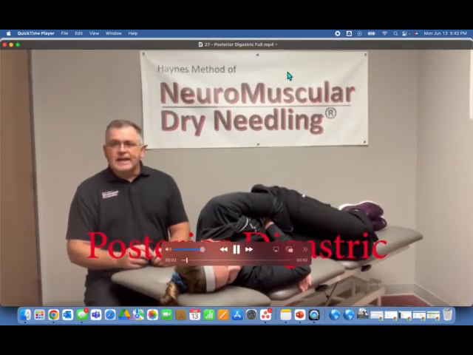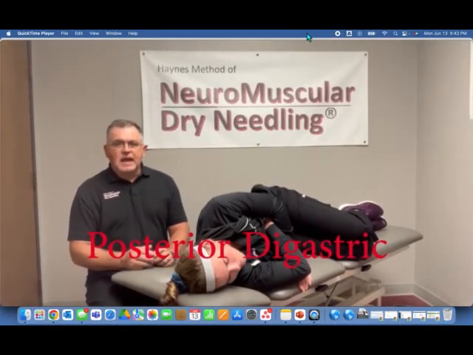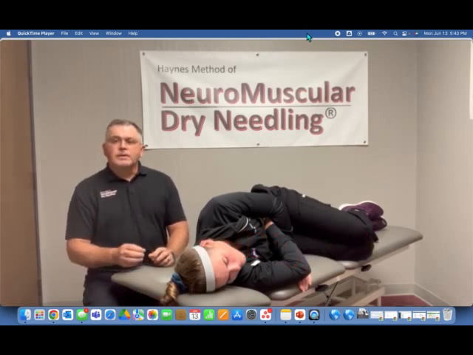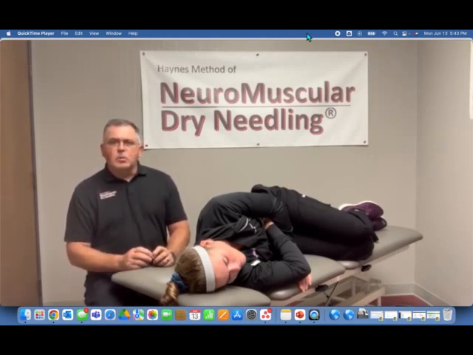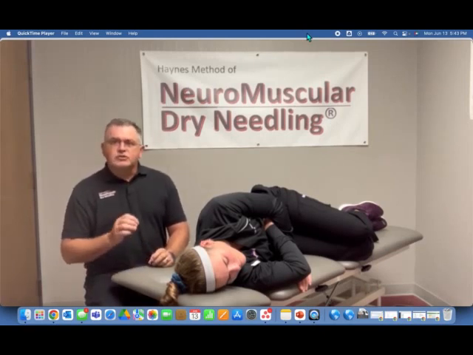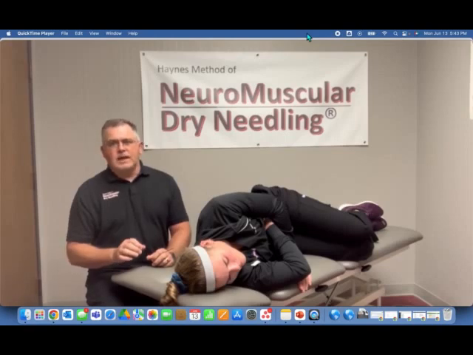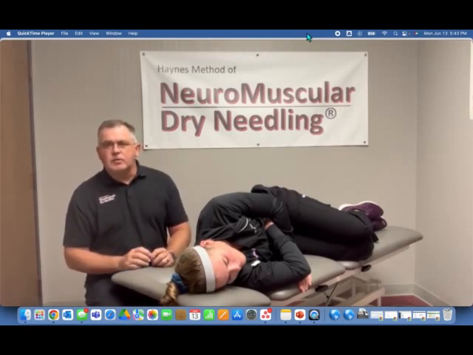For the posterior digastric, the patient's going to be in the side lying position. Needle length will be 3 centimeters. The backdrop is going to be onto the temporal bone. We're going to palpate the anterior inferior aspect of the mastoid process. We'll needle from that landmark in an anterior inferior lateral to superior posterior medial angulation to land medial to the mastoid process on the temporal bone.